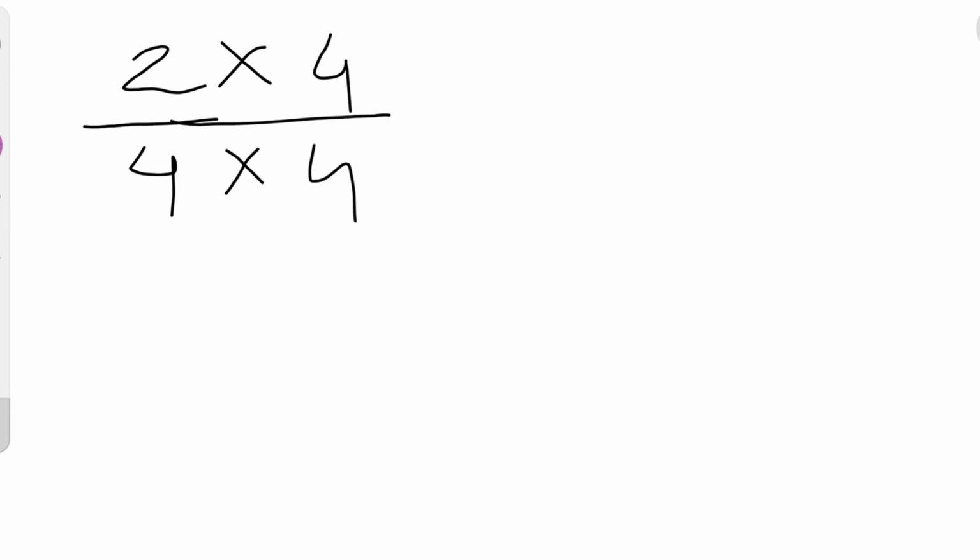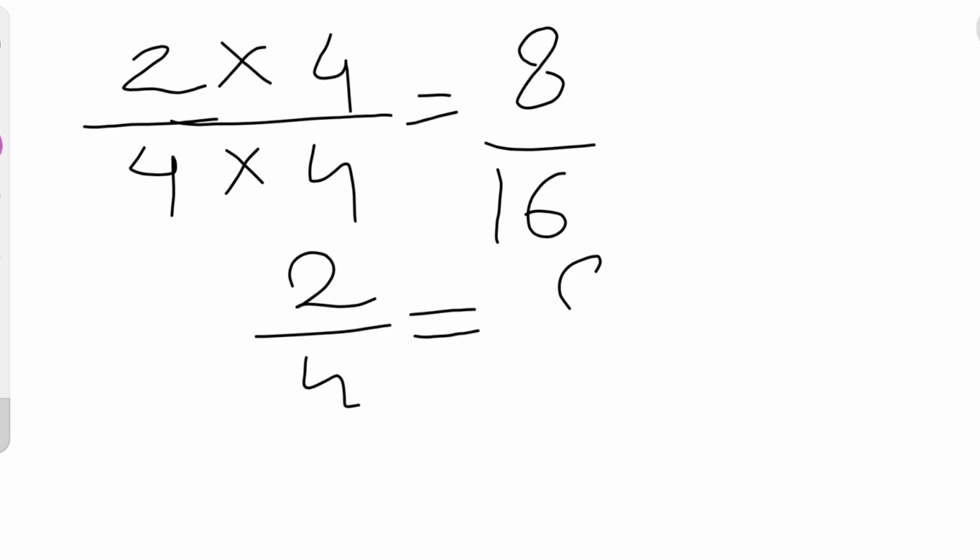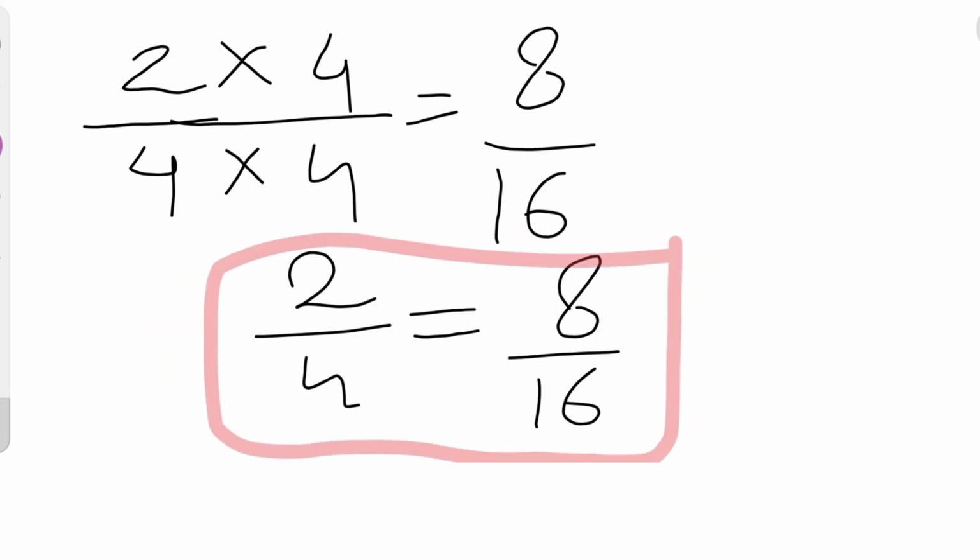When you multiply both the numerator and denominator of a fraction by the same number, like I am doing here with 4, you will get an equivalent fraction. That means the value of the two numbers will be the same. Here 2 by 4 and 8 by 16 have the same value. They are equal. 2 by 4 is equal to 8 by 16. Understood? Equivalent fractions have the same value.